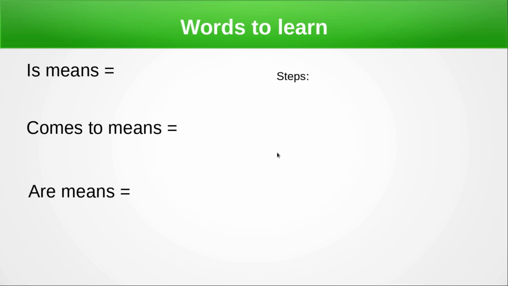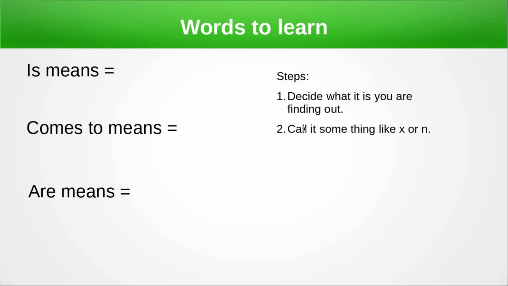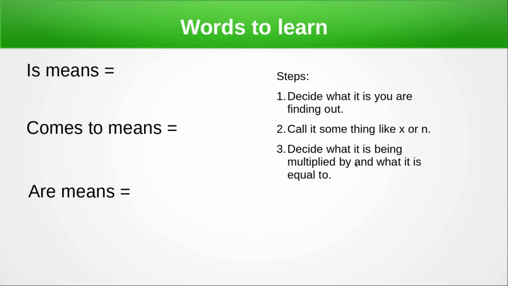So what are the steps we go through in forming our equation? First, we decide what it is that we are finding out. The second thing to do is we call that thing that we're finding out something like x or n, because we can't give it a number as we don't know what it is yet. So we give it a letter that we're going to find out later on. Then we decide what it's being multiplied by and what it's equal to. This is going to be easy because it's going to be preceded by words like "is", "comes to", and "are". And then we form our equation and solve it.